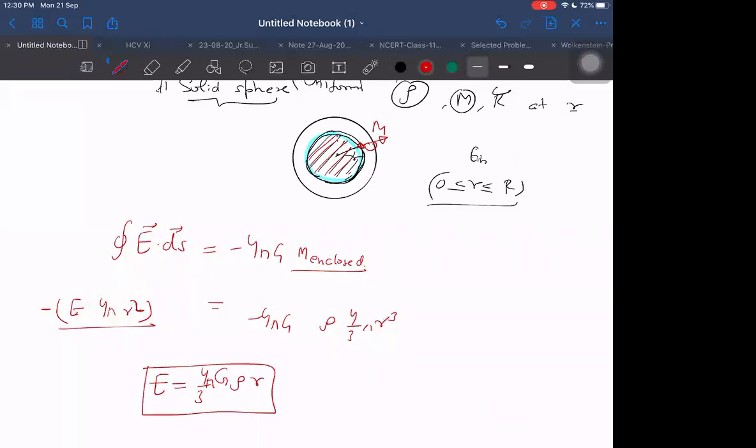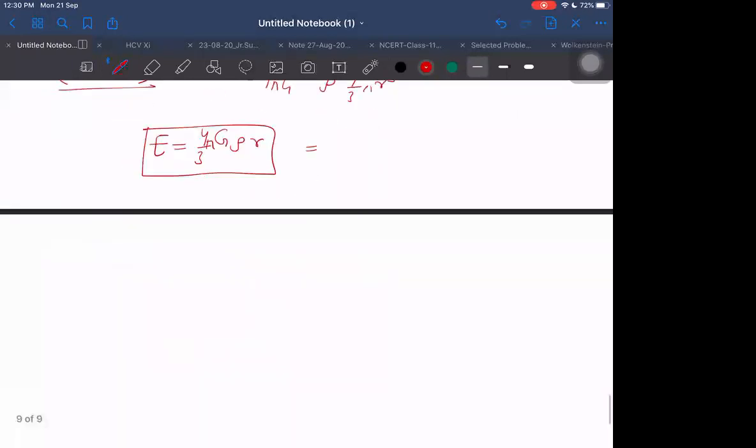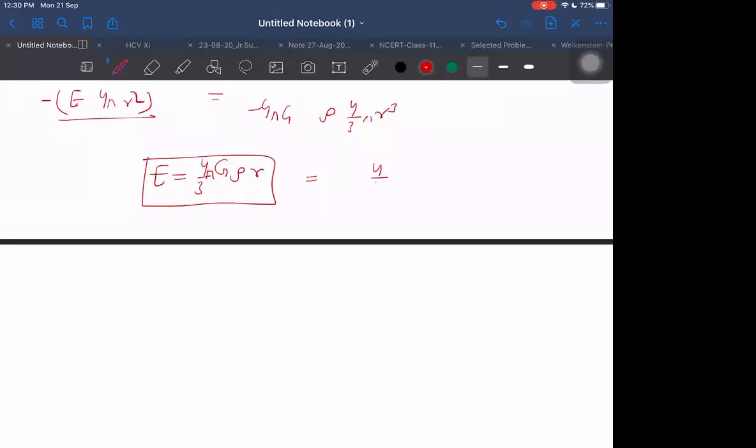That is an important relation, which I can also write as G M by 4 by 3 pi R cube into small r, which I can write as GM by R square into small r by capital R, which I can write as g, the acceleration due to gravity at the surface, into small r by capital R. It is coming out to be like that.